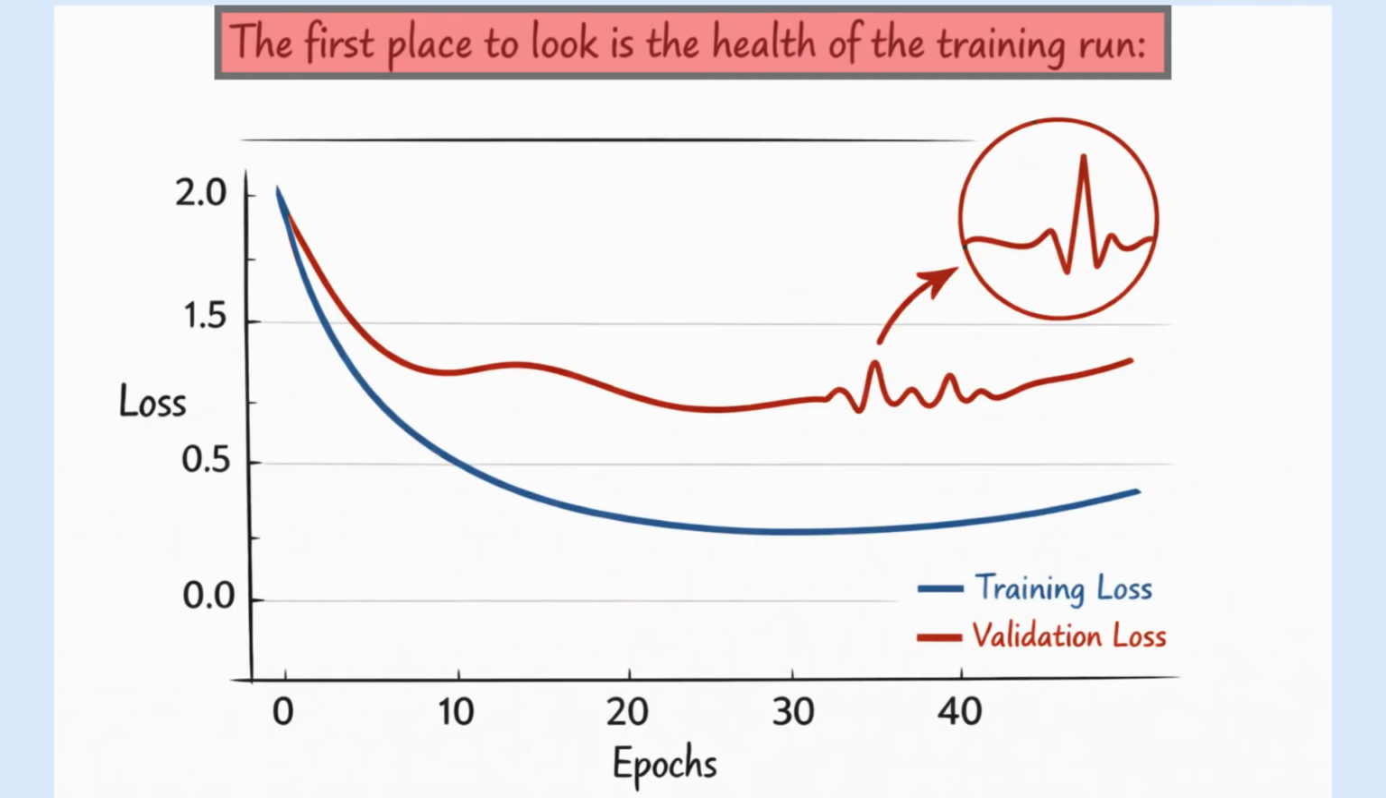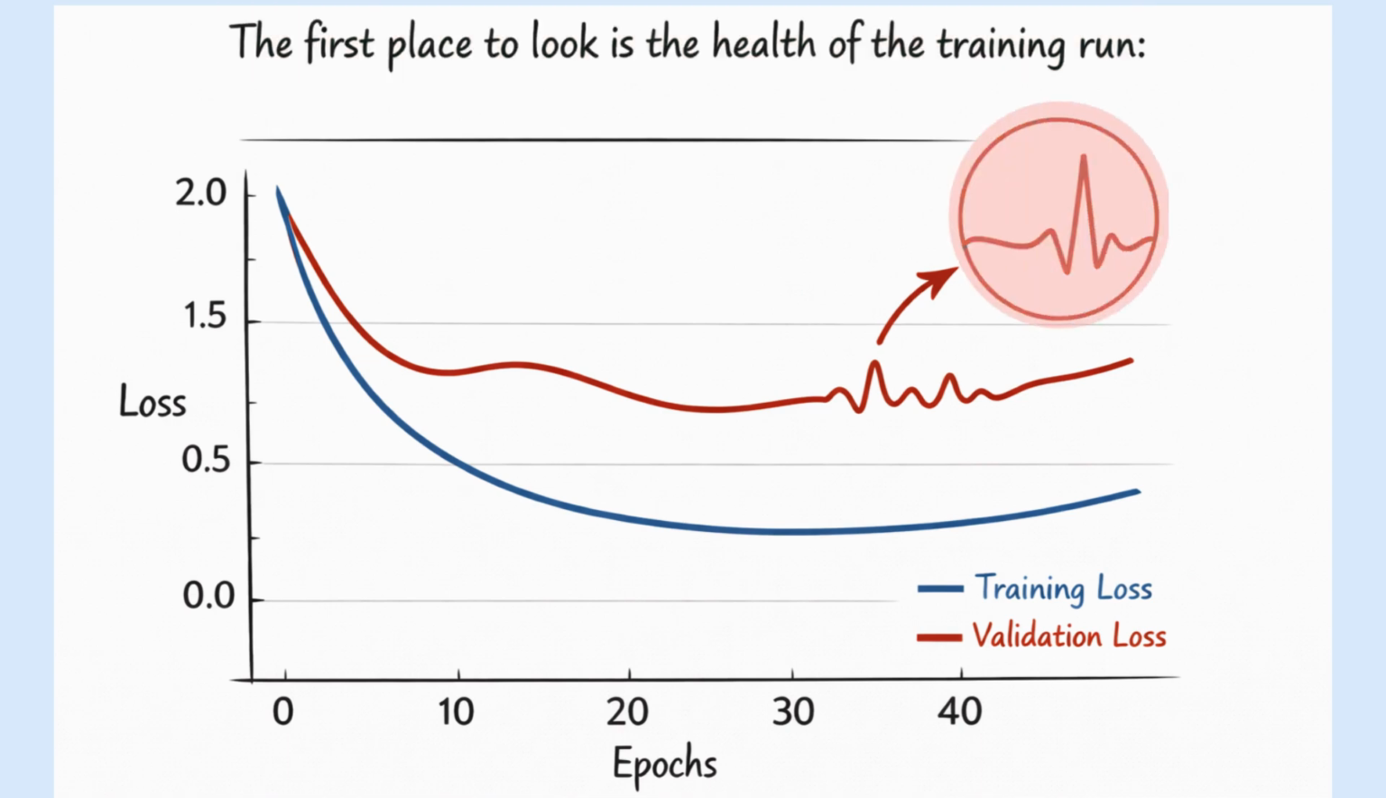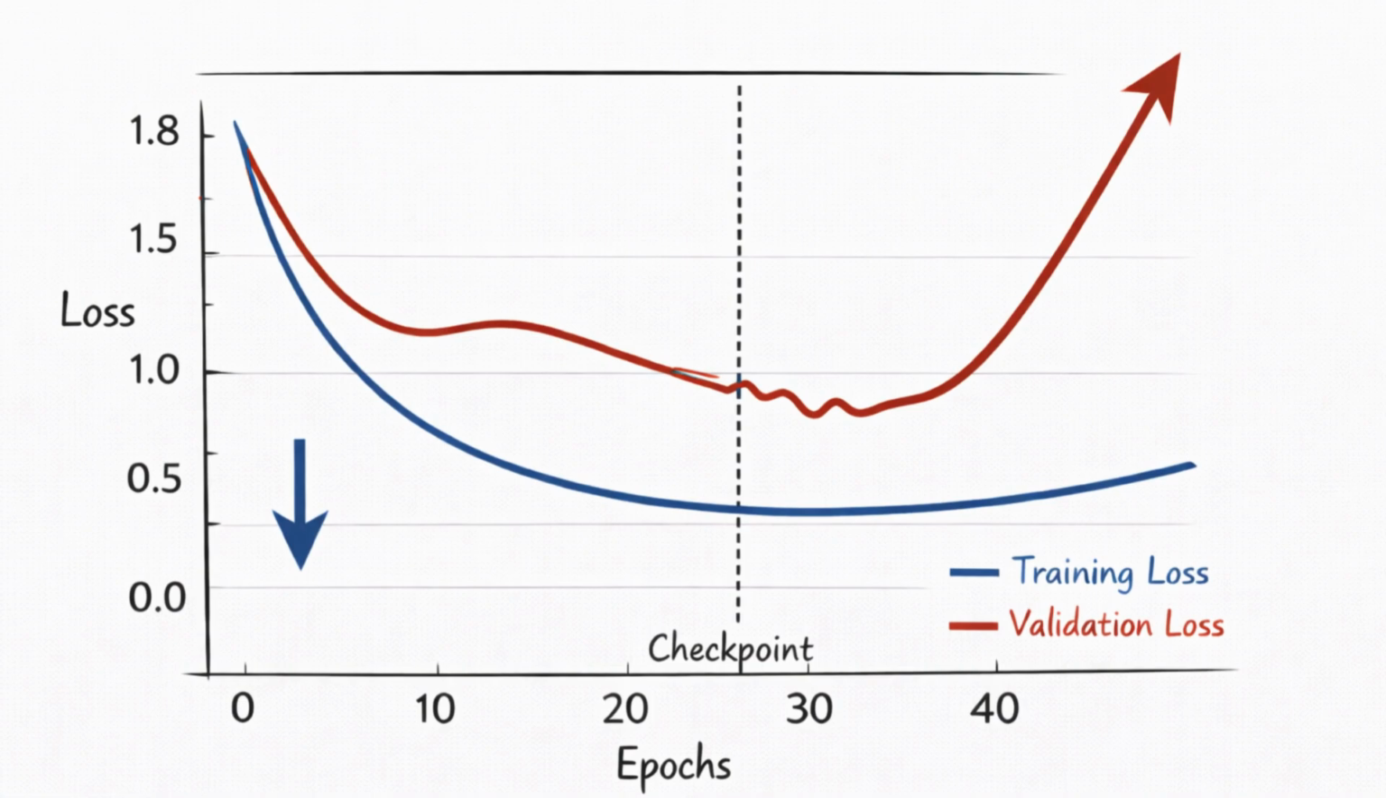The first place to look is the health of the training run. Training loss and validation loss should be smooth. Large spikes indicate a problem. If a specific checkpoint performs worse, you might have exploding or vanishing gradients.